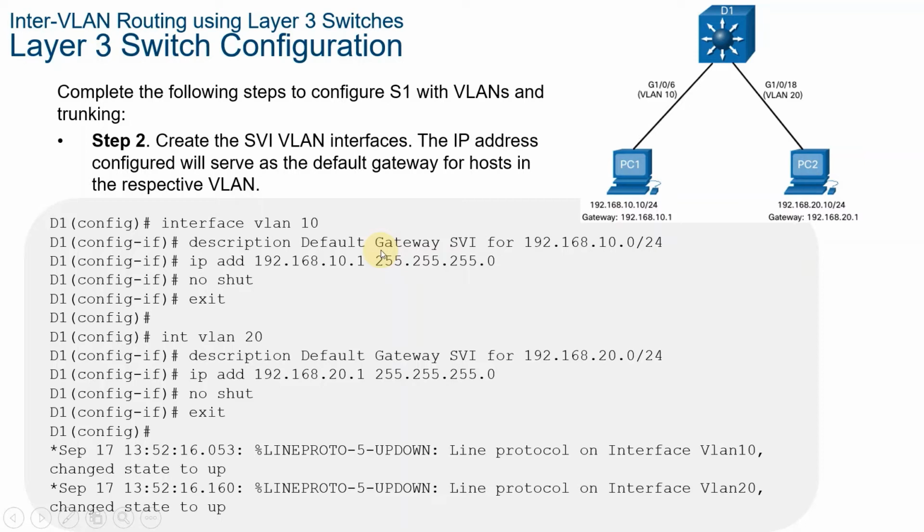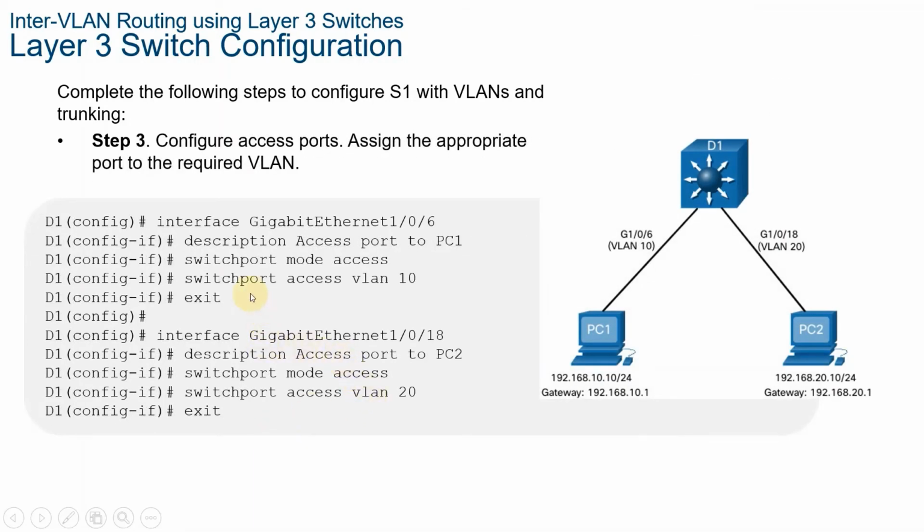So we configured the SVIs for VLAN 10 and 20 here. The IP addresses that are configured will serve as default gateways to both hosts in their respective VLANs. So take note that we have some informational messages here showing the line protocol on both SVIs changed to up. That means they are now operational.